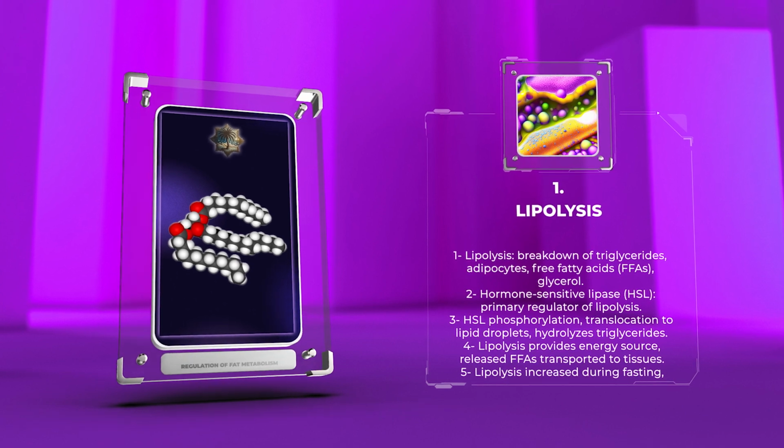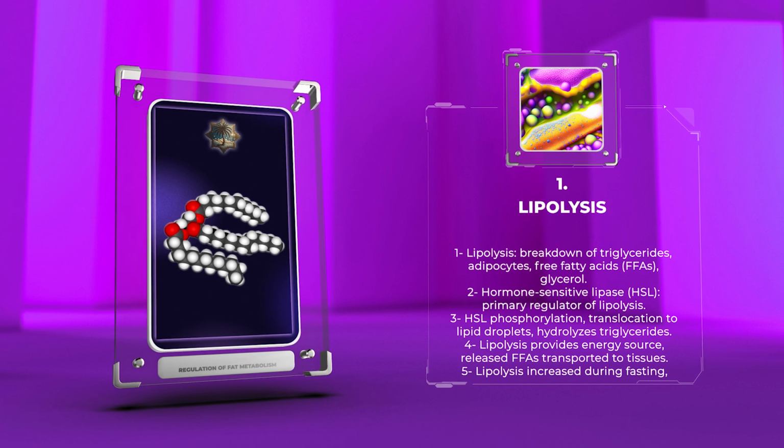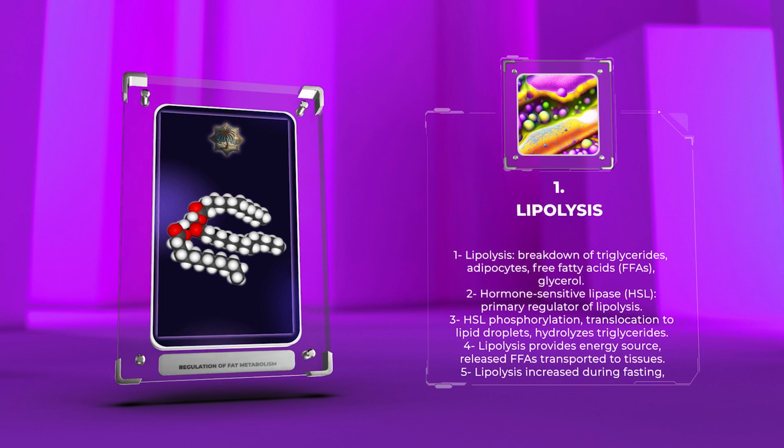The released FFAs are transported to various tissues, such as skeletal muscle and liver, where they can undergo further metabolism. Now that we have explored lipolysis, let us move on to the next topic of our lecture, adipogenesis.